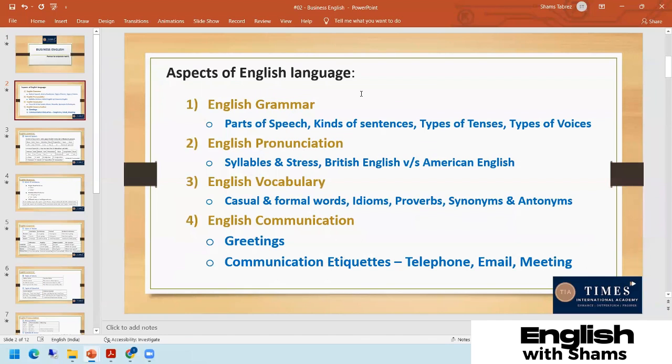From here, you can say that this business English training is all about English grammar, pronunciation, vocabulary, and communication, so that at the end of the training, you will feel you can communicate in a better way, in a professional way. And you become independent while drafting your emails or your letters and all. Okay, all right. So any question?